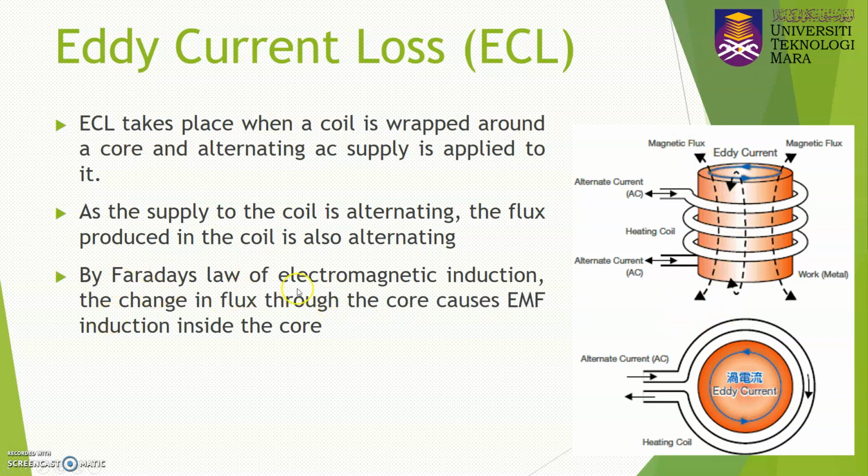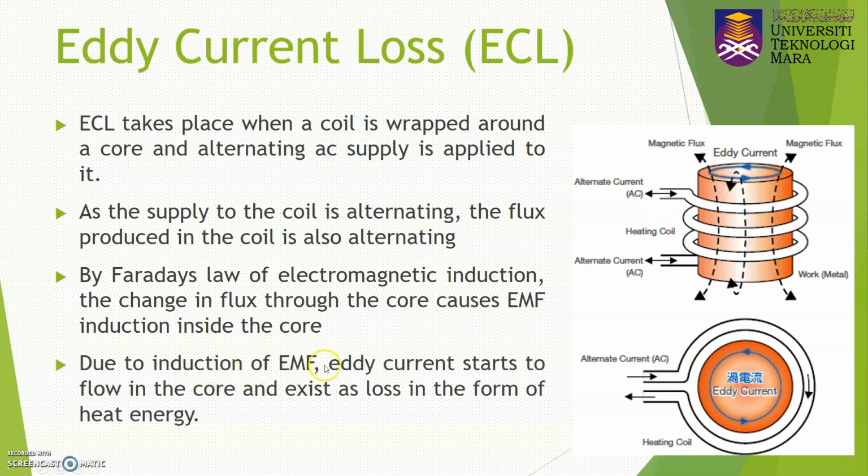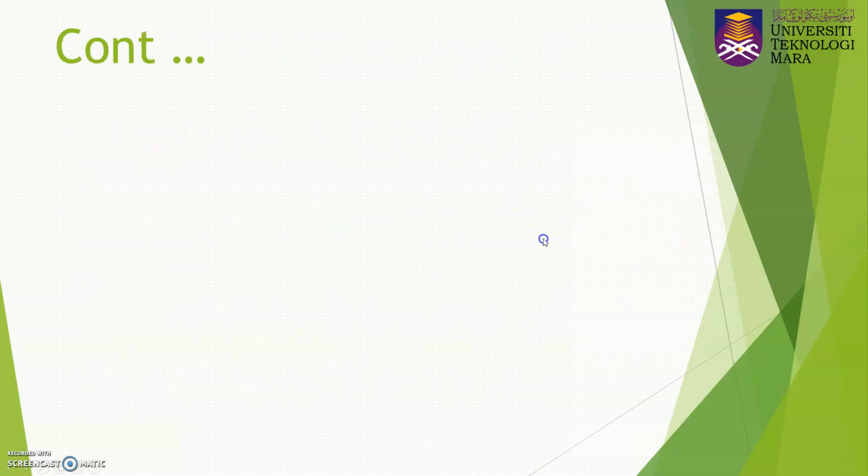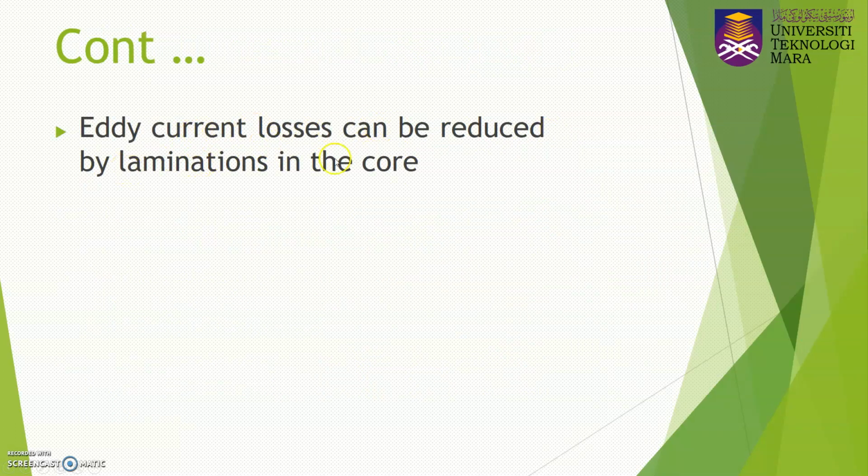By Faraday's law of electromagnetic induction, the change in the flux direction through the core will cause EMF induction inside the core. Because of this alternating magnetic flux, it will cause EMF induction inside the core. Due to this EMF, the eddy current will start to flow in the core. So there will be eddy current here. The blue line represents the eddy current, and the existence of the eddy current is assumed as a loss in the form of heat energy. This is what we call the eddy current loss. Eddy current loss can be reduced by lamination in the core.